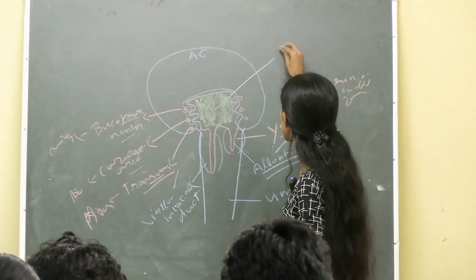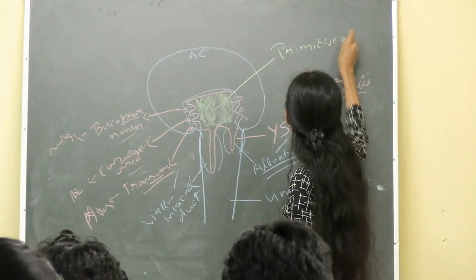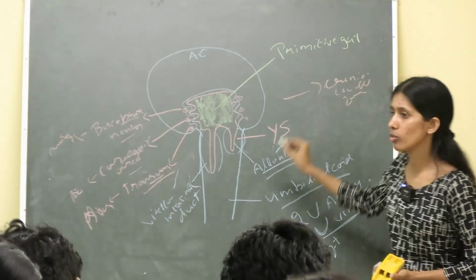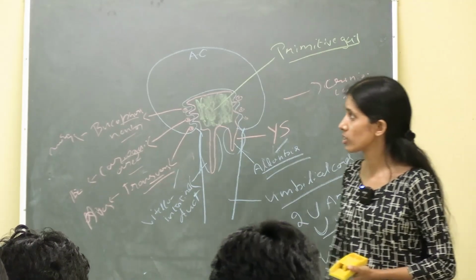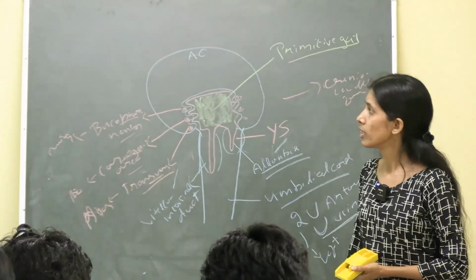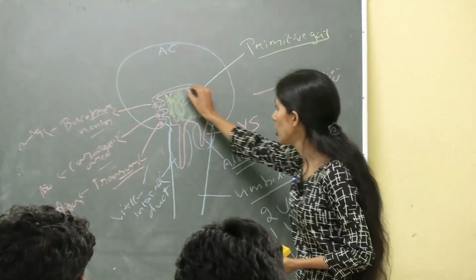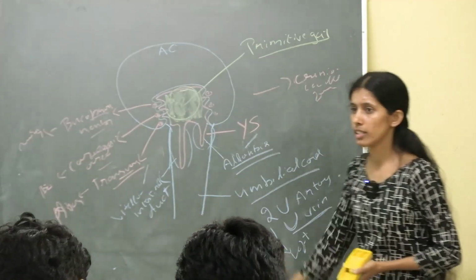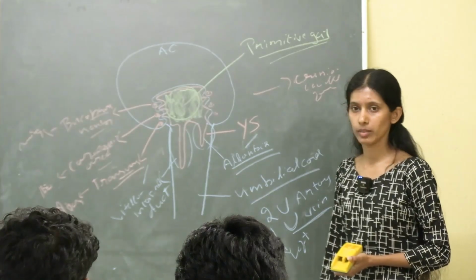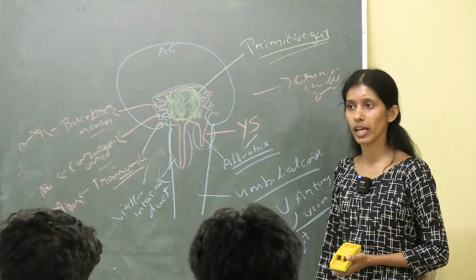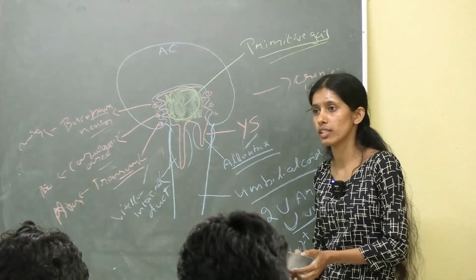Now this area of the yolk sac is called the primitive gut. This is how the formation of your primitive gut takes place. The digestive tract develops from the primitive gut, which is derived from the dorsal part of the endodermal yolk sac. This part of the yolk sac, now we call it primitive gut. Is it clear until here?